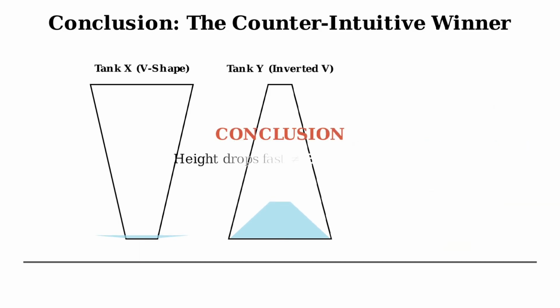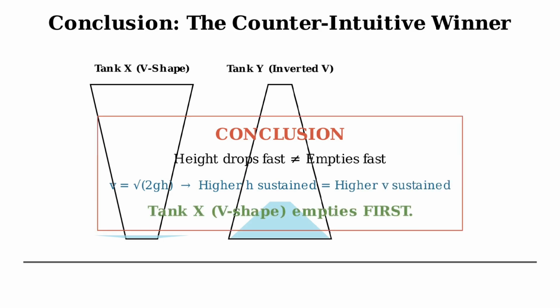So here is the final takeaway. Do not confuse a fast drop in water level with fast emptying. The level can plummet, but if the velocity collapses along with it, the actual outflow slows to a crawl. What truly governs emptying time is the sustained exit velocity, and that velocity is proportional to the square root of the instantaneous height. A tank that preserves its height preserves its velocity, and therefore empties first. Tank X, the V shape, empties before tank Y, the inverted V. Height sustains velocity. Velocity wins the race.